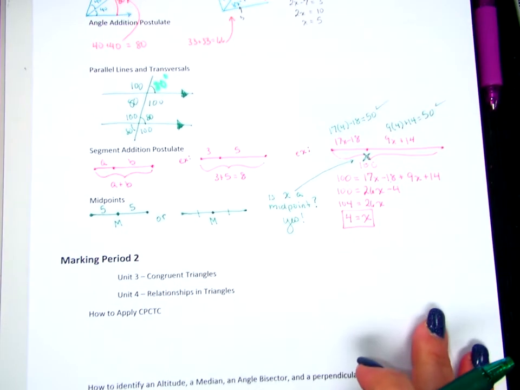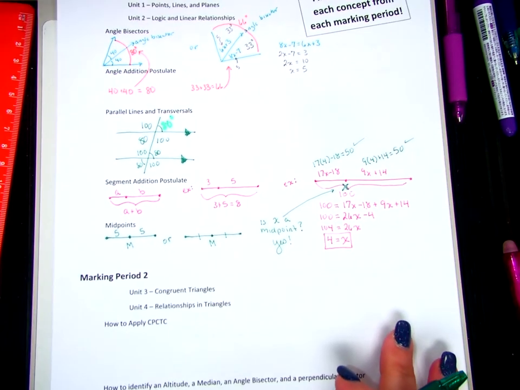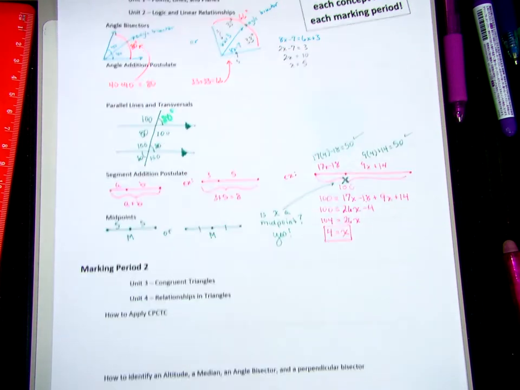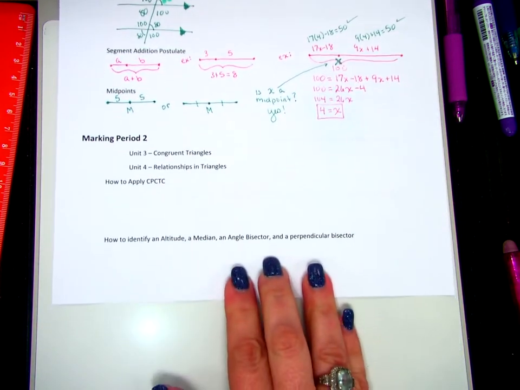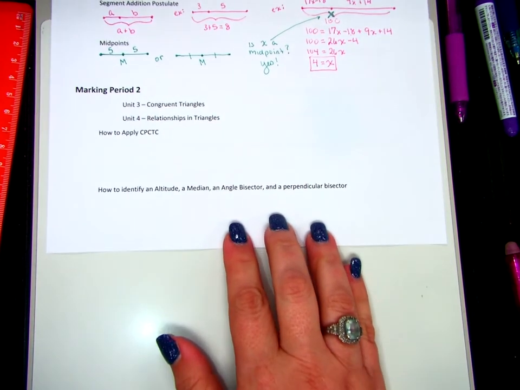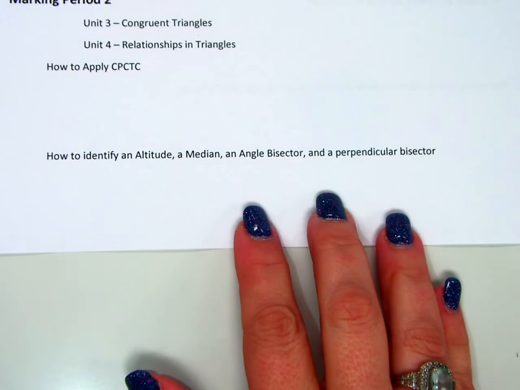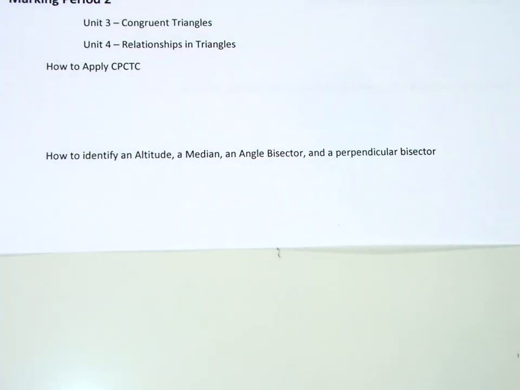Questions? That's everything you need to know for marking period 1. Basically doing geometry in a year in a day. Okay. All right. Marking period 2, we learned about congruent triangles and we learned about relationships in triangles.